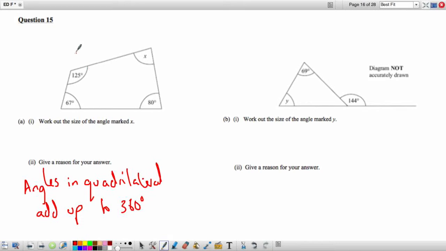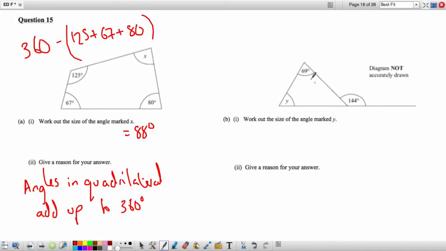So first off, we're going to add 125 plus 67 plus 80, and we're going to subtract that from 360. So 360 subtract this total will give us our answer for x, which is 88 degrees.